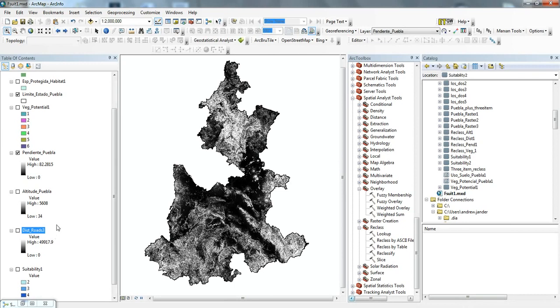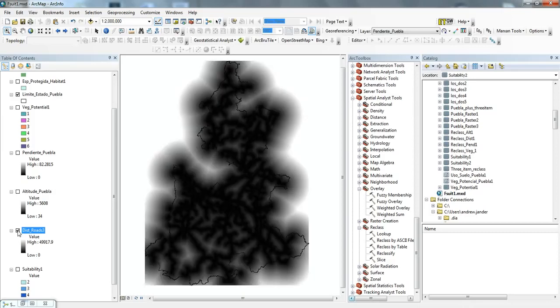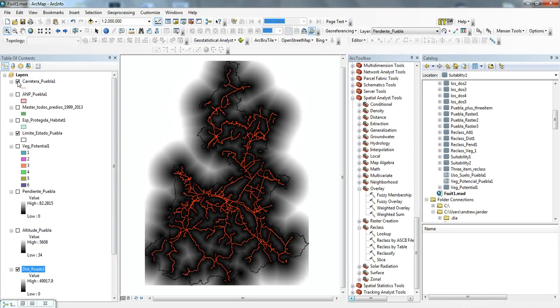The other one that I have here that's important when you're thinking about timber harvest is distance from roads. So we have this here. I used the Euclidean Distance tool to determine distance from roads. And if you see here, there's the roads. The areas in dark mean that they're closer to the roads, and as it gets lighter, you get further away.